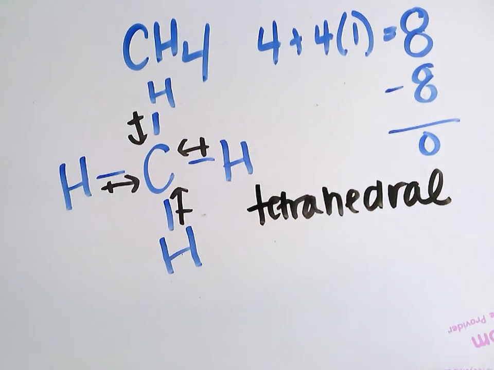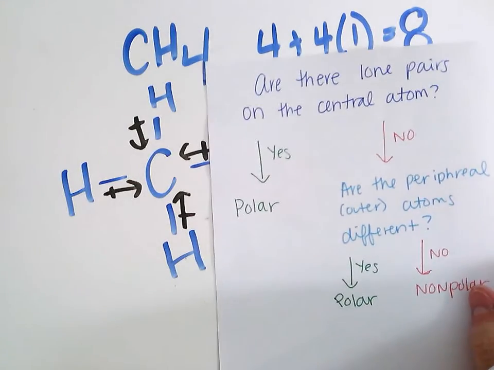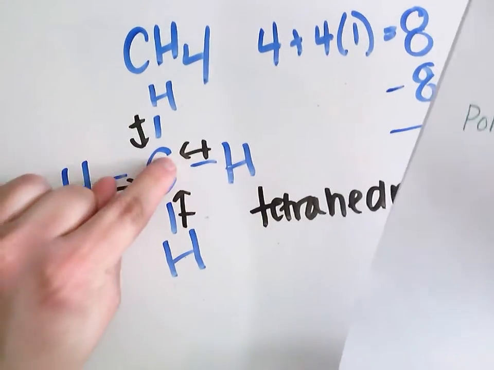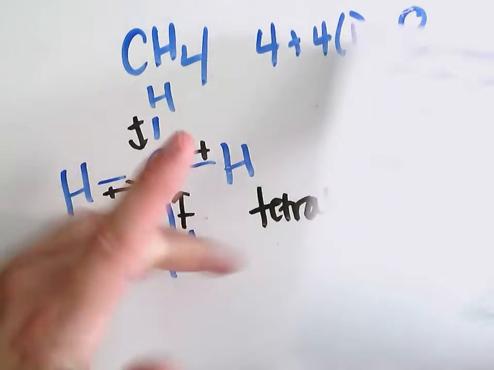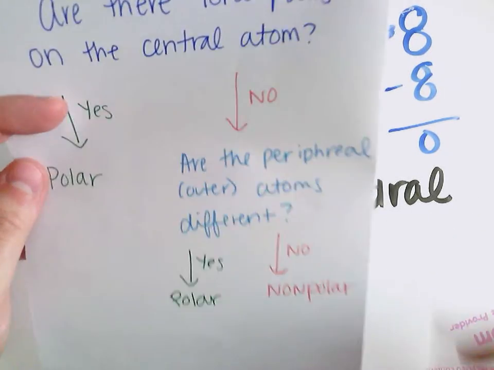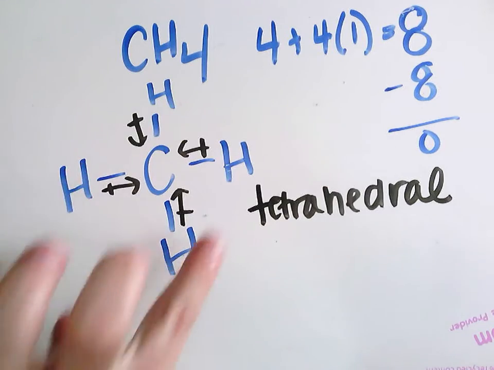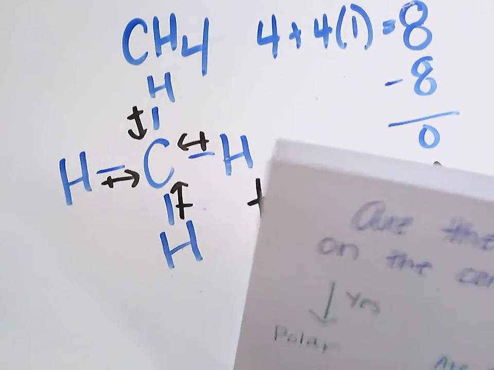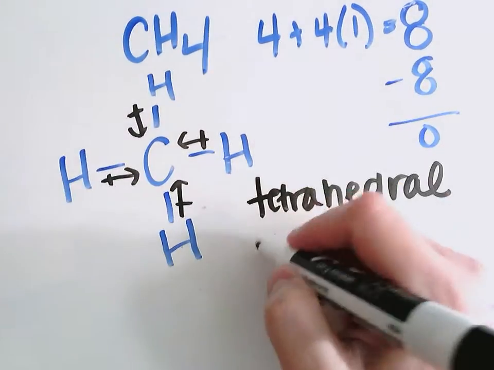Now let's talk about our overall polarity. First question, are there lone pairs on the central atom? So are there lone pairs on carbon? Nope. Next question, are the peripheral atoms different? So are these different? Nope. I say no to both, that means that it's non-polar.